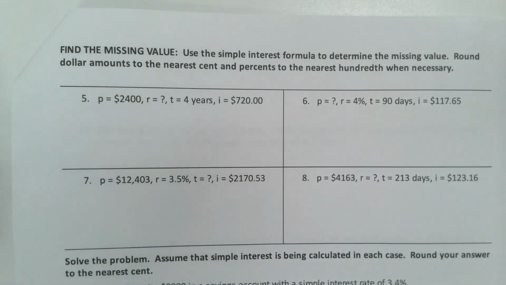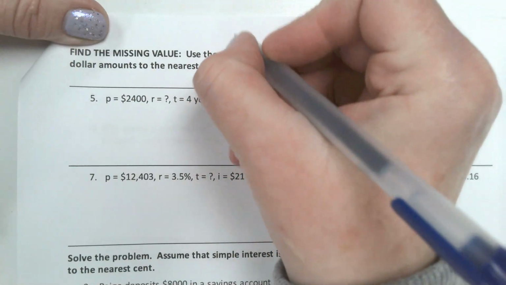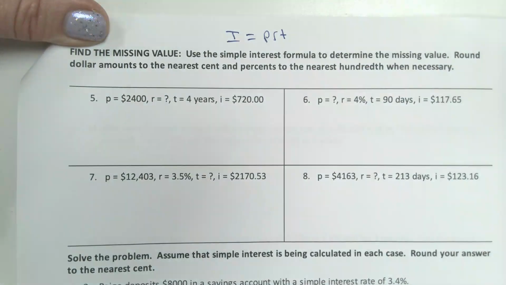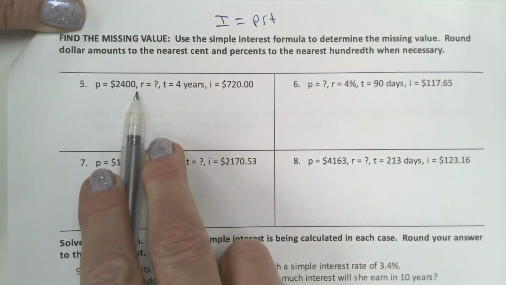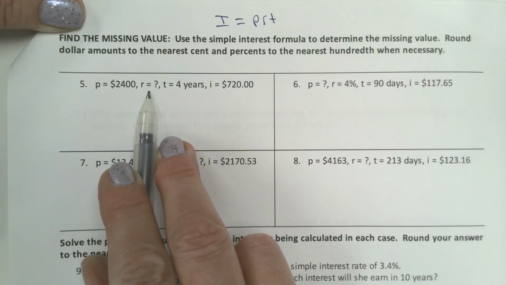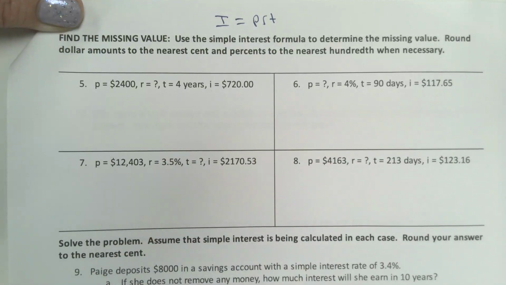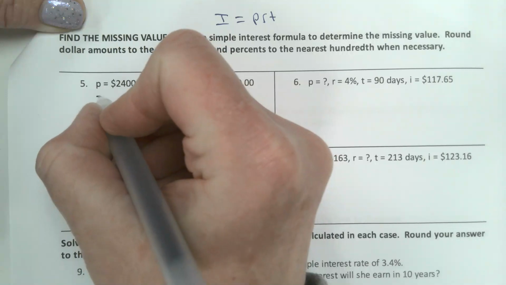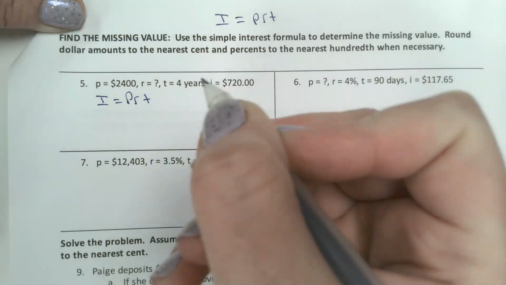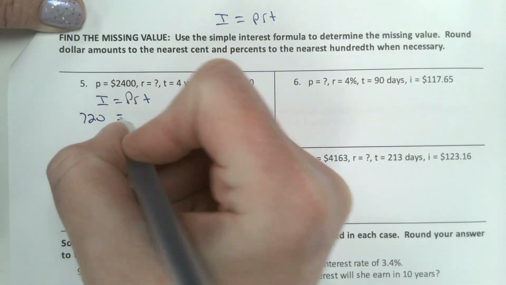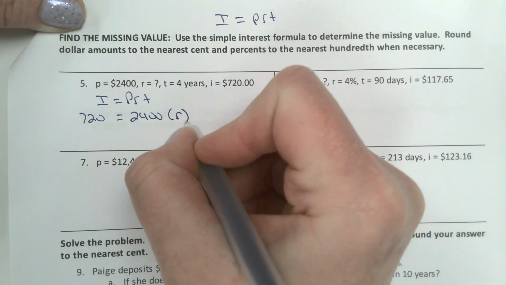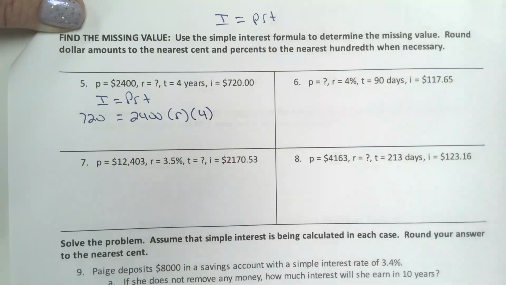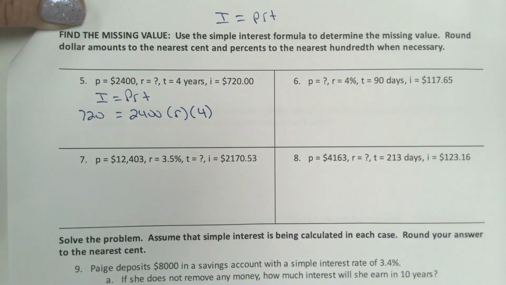In this section, we are going to find the missing value. It says use the simple interest formula. So I'm using I equals PRT, and I want to find the missing value. Here in number 5, I know the principal, and the rate is the unknown. I'm basically doing some algebra to solve for different variables. In I equals PRT, I know the interest is $720, I know the principal is $2,400, the rate I do not know, and the time is in years, so that would be 4.